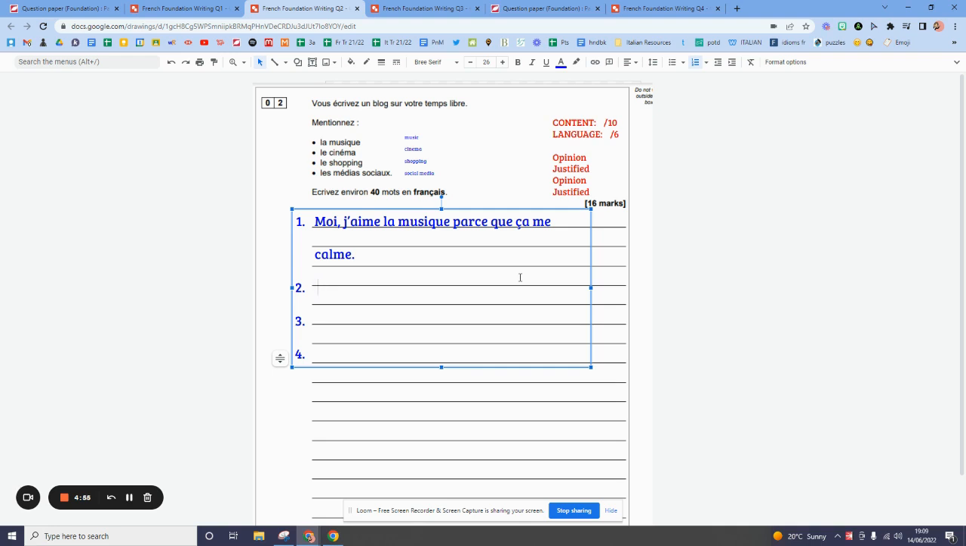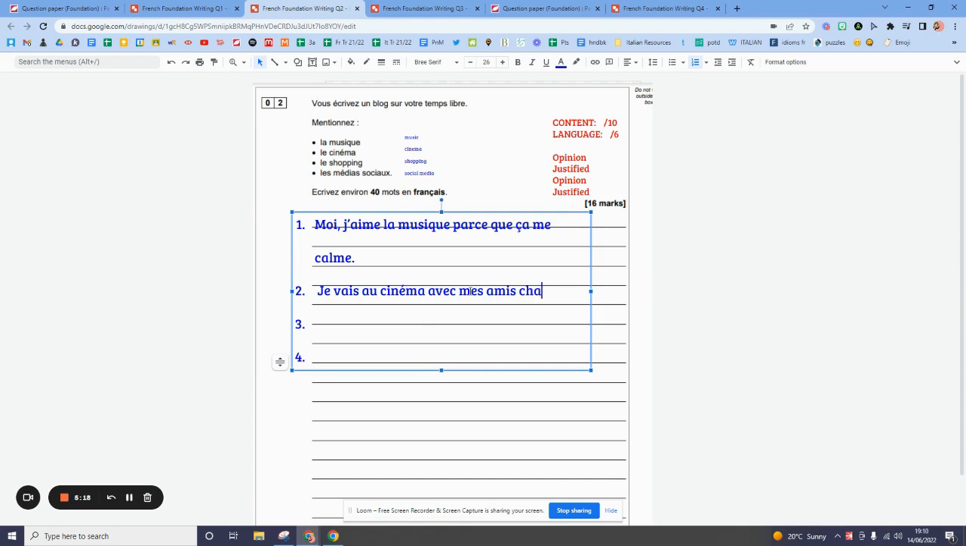Right, now I know I need to be on number 2. What's bullet point number 2? Le cinéma, which I've already translated as cinema. I go to the cinema with my friends every weekend. Je vais au cinéma. And I'm spelling it like the question. I'm not skipping out the accent on the E. It's actually in the question, so I have no excuse to not do that. So, je vais au cinéma avec mes amis chaque weekend, every weekend. Aren't I a social butterfly?